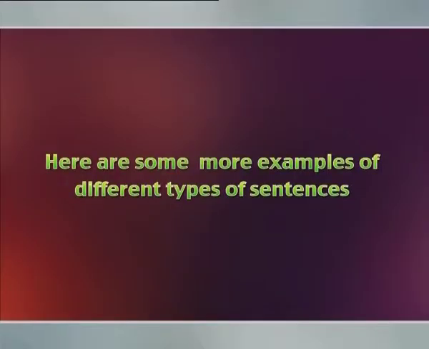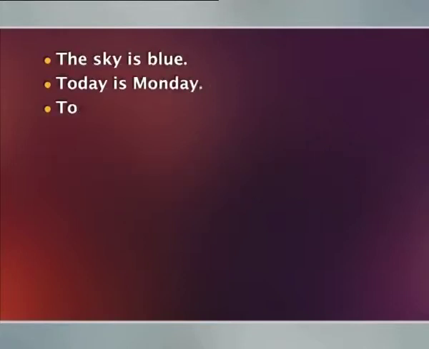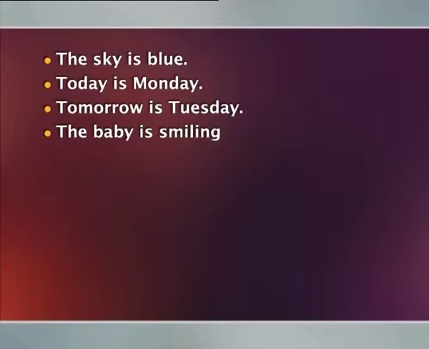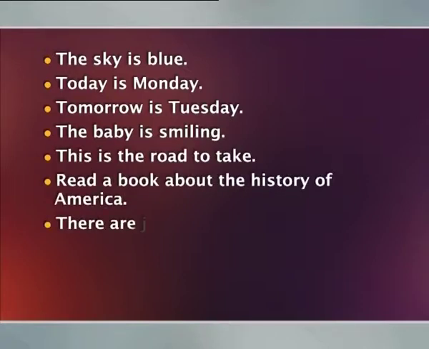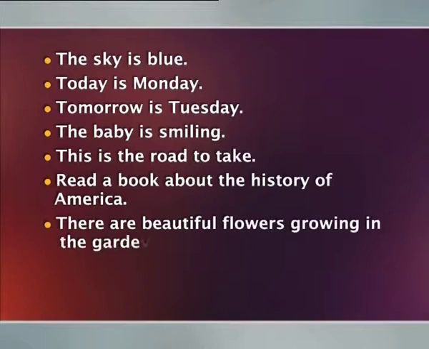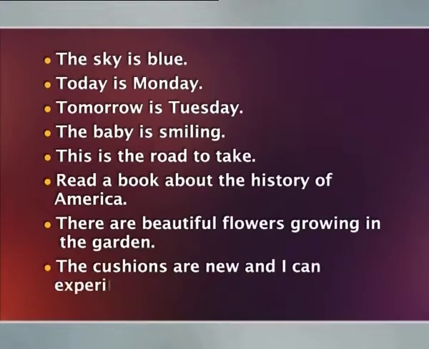Here are some more examples of different types of sentences. The sky is blue. Today is Monday. Tomorrow is Tuesday. The baby is smiling. This is the road to take. Read a book about the history of America. There are beautiful flowers growing in the garden. The cushions are new and I can experience the comfort well.